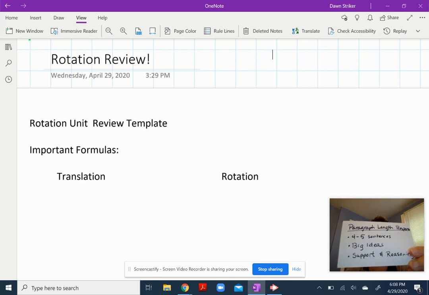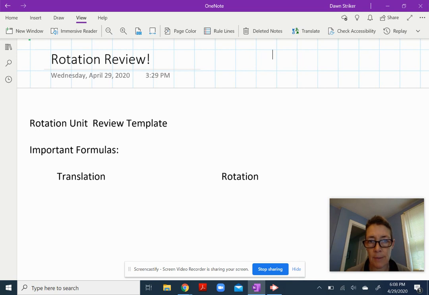4 to 5 sentences, not 2 sentences, not 3 sentences. Don't write 10 sentences. Think 4 to 5 sentences for a paragraph. That means you have to be concise. So you can't sort of ramble on about all kinds of different things.